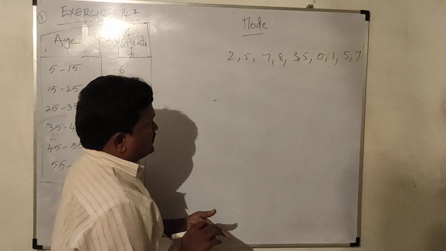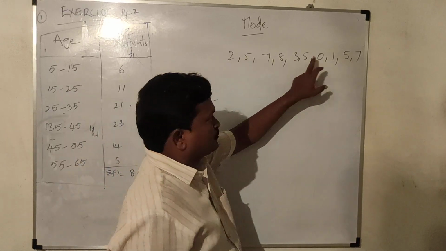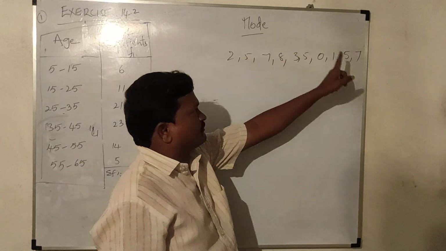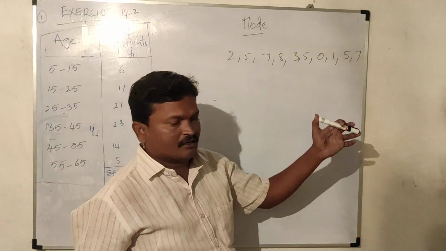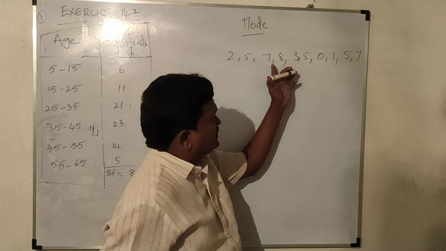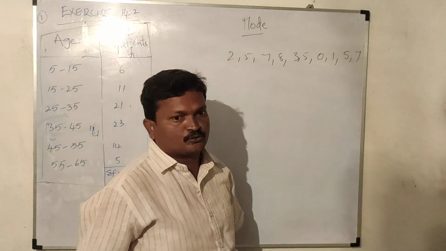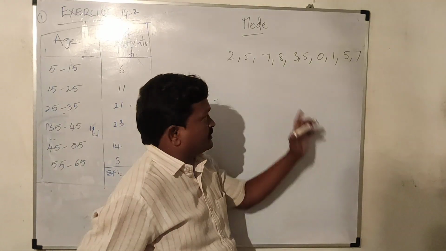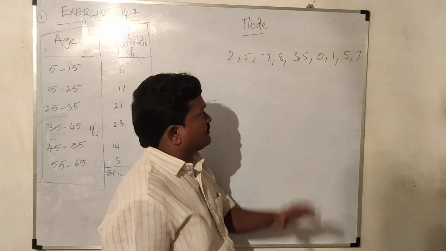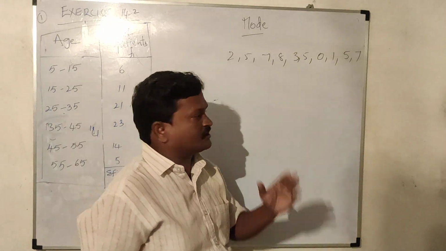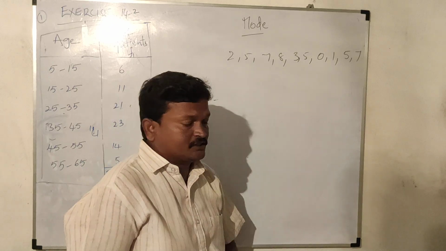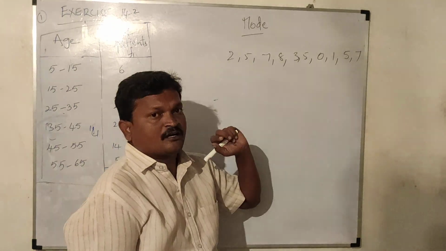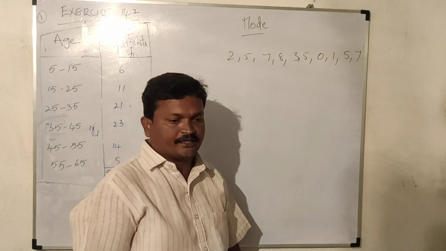See here, how many times is 5 repeating? 1, 2, 3 times. So 5 can be considered as the mode of this data. Again, see here 7 is also repeating, but only 2 times, but 5 is repeating 3 times. That's why we are taking 5 as the mode. So this is the way of finding the mode for ungrouped data.